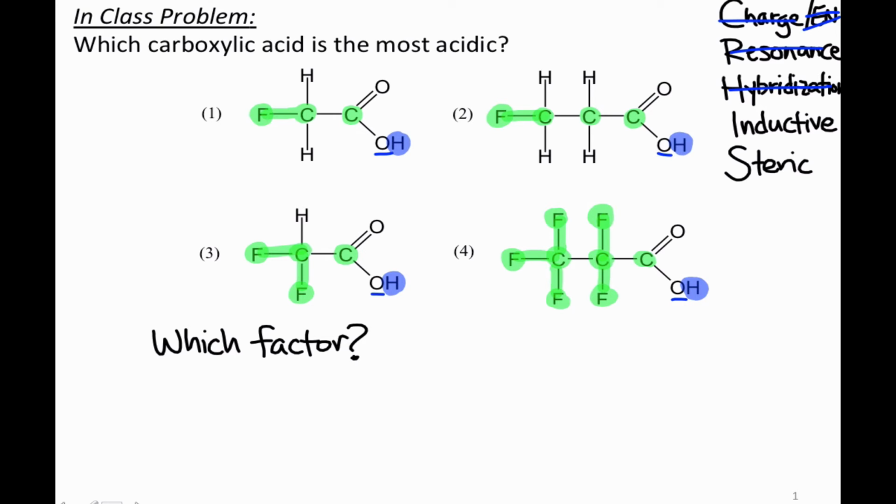And the steric effects, though slightly different since we've replaced, for example, these CH2s with 2 fluorines, really are not that large.